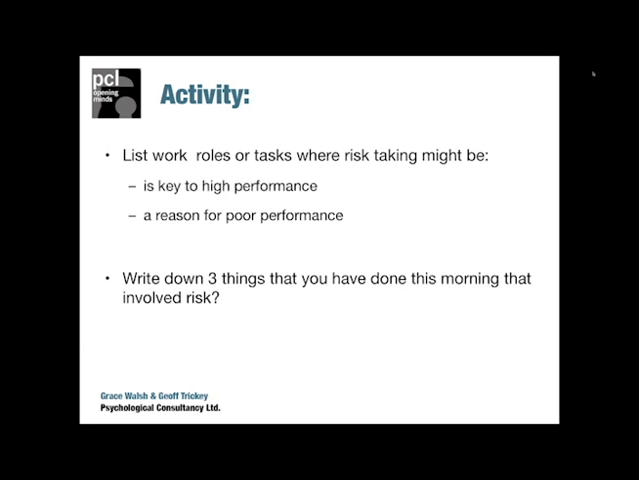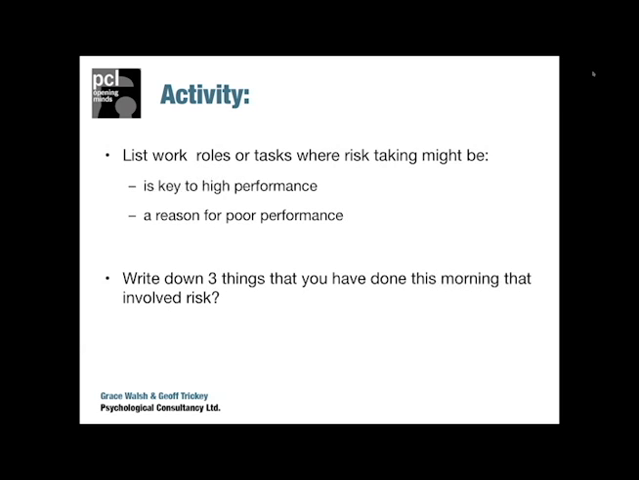So one of the things that you might do is to ask them to list roles or tasks that they're familiar with where risk-taking might be the key to high performance, and then some other tasks where it's the reason for a performance being inadequate or poor. Now, if you do that as a task, you break up individually, say, well, you've got 5 minutes to write down as many things as you can think of about high performance, and as many things about poor performance, and then get them to feed that back. Write the points that are made up on the flip chart, to display the variation and variety in it, and just to get people going.